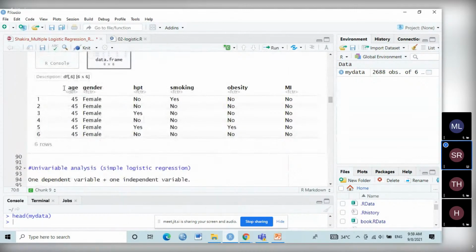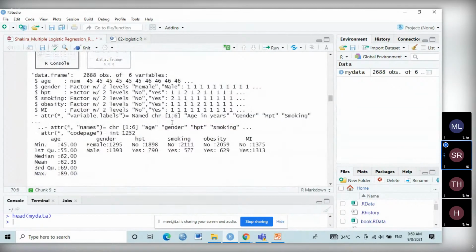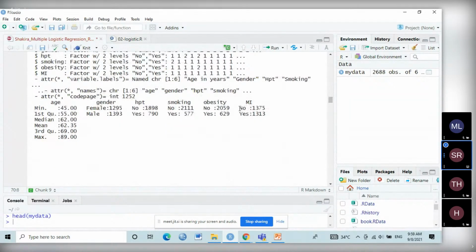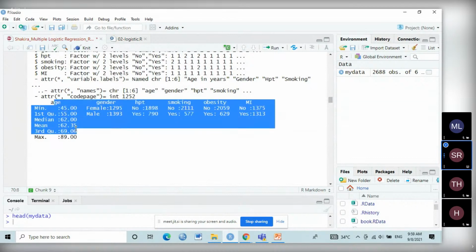So we can use the summary function, and it has become a factor. Here we can see the frequency for MI is almost 50% MI cases and non-MI. For gender it is also balanced. Age we use in continuous form.